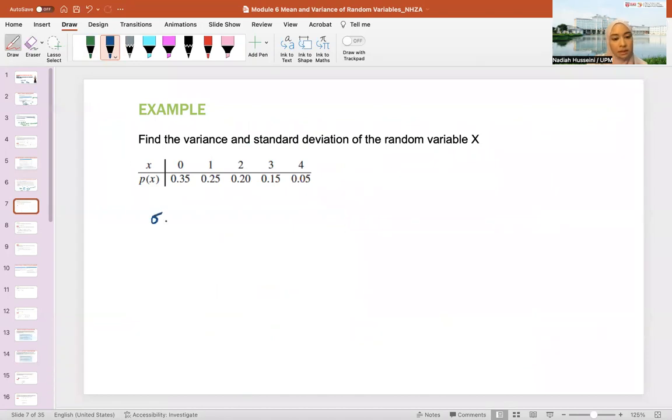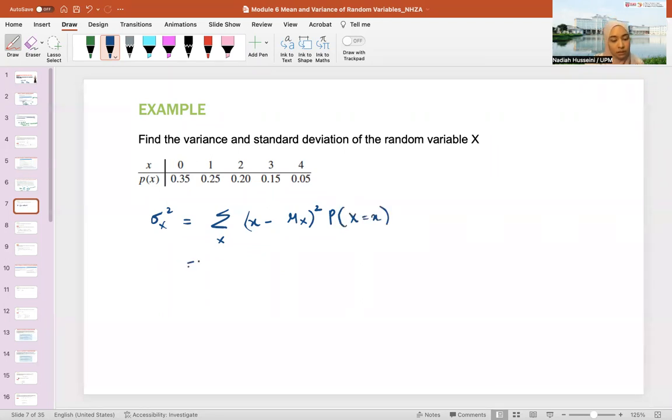The symbol is this guy, squared. If it doesn't have any squared, it means it is the standard deviation. Now we're talking about variance. So the sum of X minus the mean of random variable X, squared, times the probability of random variable X.